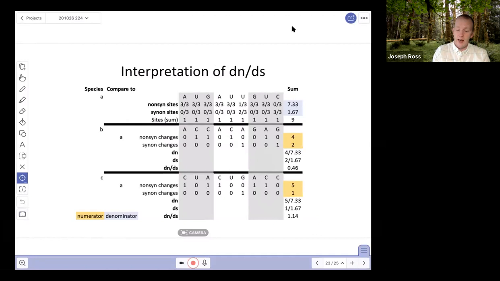So calculating dn/ds is straightforward. You take the value for dn, 4 divided by 7 1/3. That's the numerator, and then you divide it by the denominator, whatever the calculation for ds was, in this case 2 divided by 1 2/3. And that calculates to 0.46. Likewise, for example C, where we compared sequence C to the sequence of A, we saw that there were 5 non-synonymous changes and 1 synonymous change. So these were our dn and ds values, and when you divide dn by ds, you get a value of 1.14. So what does it mean? That's what we're going to finish up talking about.